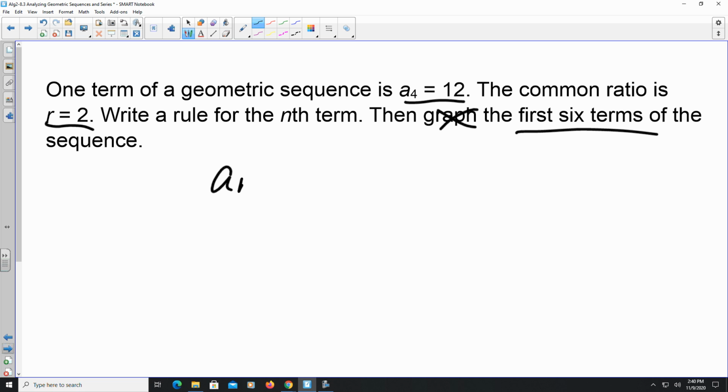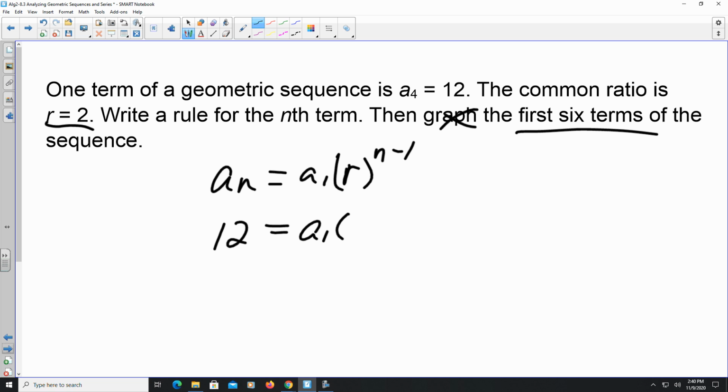So our rule is a sub n is equal to a sub 1 times r raised to the n minus 1 power. We don't know what a sub 1 is, so we have to find it. But using a sub 4 is 12 is going to help us. So I can write in 12, because that's what a sub 4 is. It's going to be equal to a sub 1 times the common ratio, which is 2, raised to the 4 minus 1 power, which is 3. So I can say 12 is equal to a sub 1 times 8, because 2 to the third power is 8. Divide everything by 8.